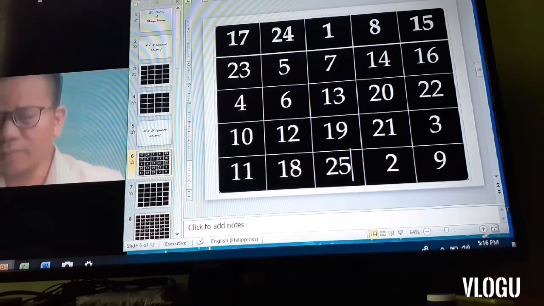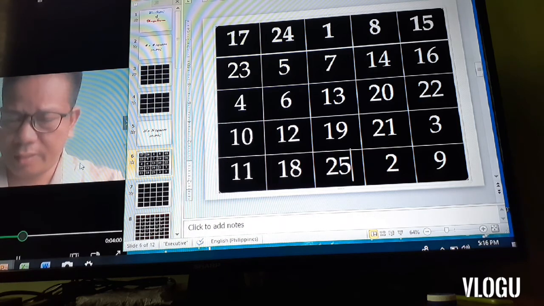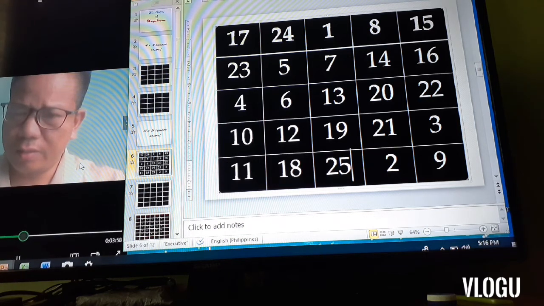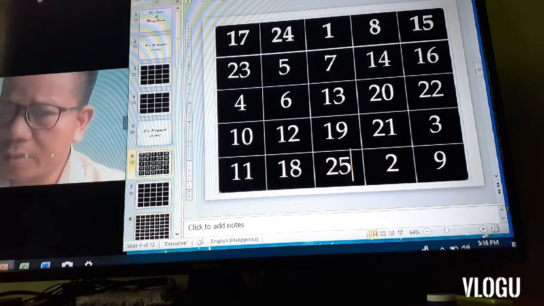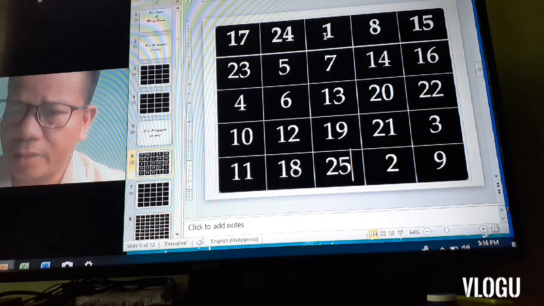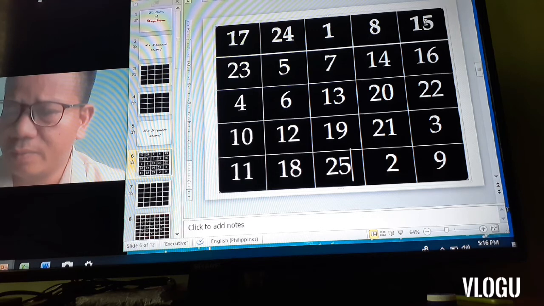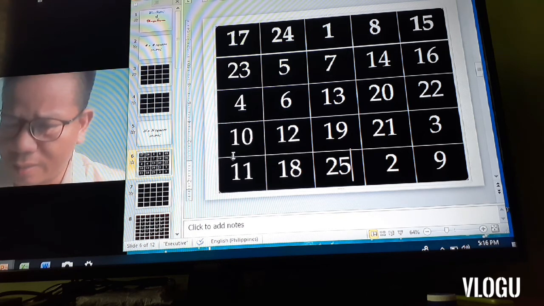Let us check now. In short, if we add the numbers inside the squares in horizontal form, their sums: 17 plus 24 plus 1 plus 8 plus 15 is 65. As well as 23 plus 5 plus 7 plus 14 plus 16 is 65. Until we reach the bottom, 11 plus 18 plus 25 plus 2 plus 9 is equal to 65.